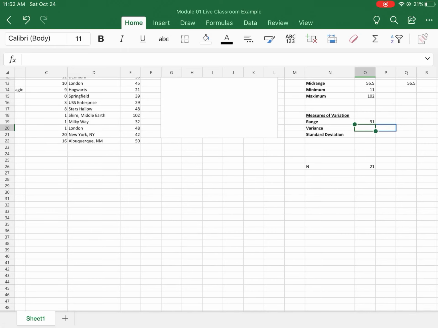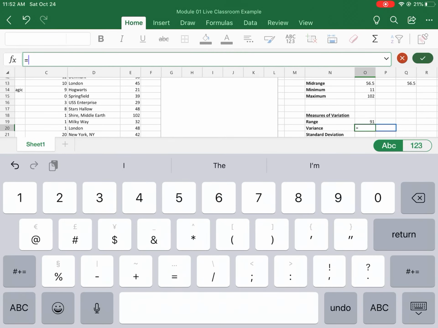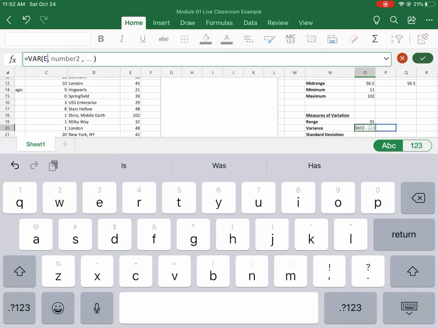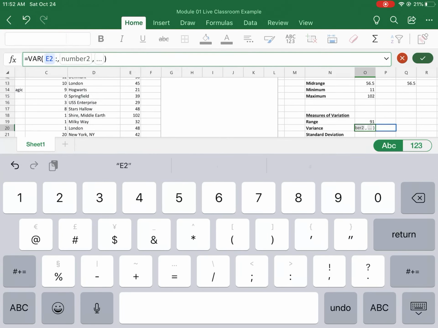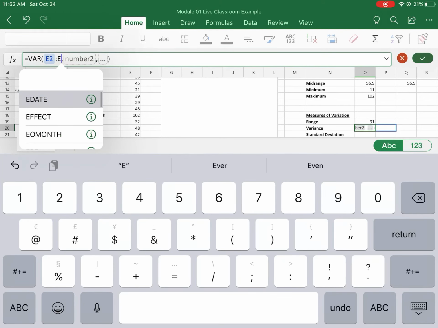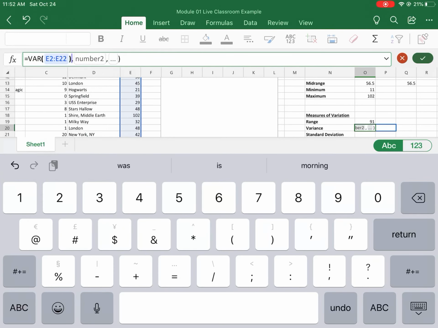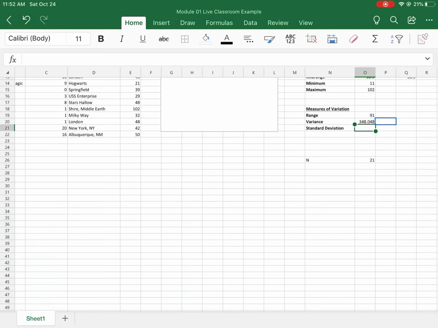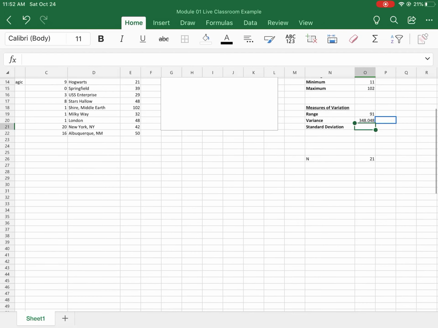Okay, so your variance equals, okay, then I'm going to go ahead and type in my var. Okay, again, I'm going from E2 to E22. Then hit enter. Okay, so I get my variance. Again, make sure when you're labeling, your variance gets squared. So years, this would be years squared when I was talking about that.